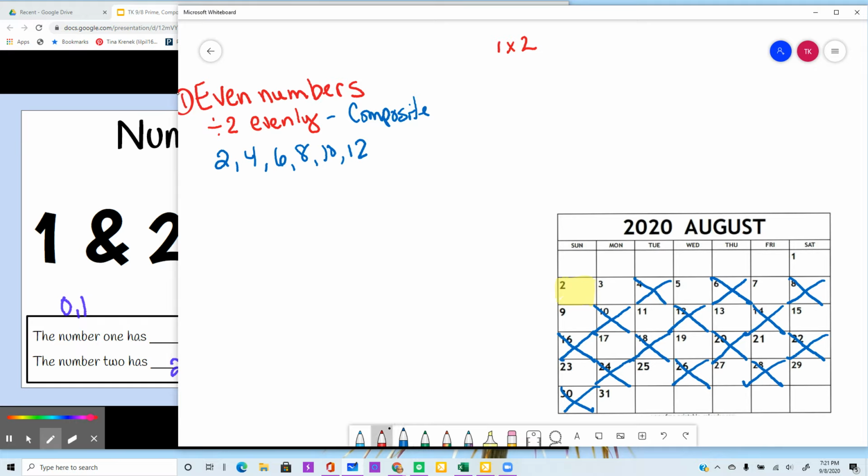Okay, my second rule, numbers that end in 5 or 0.